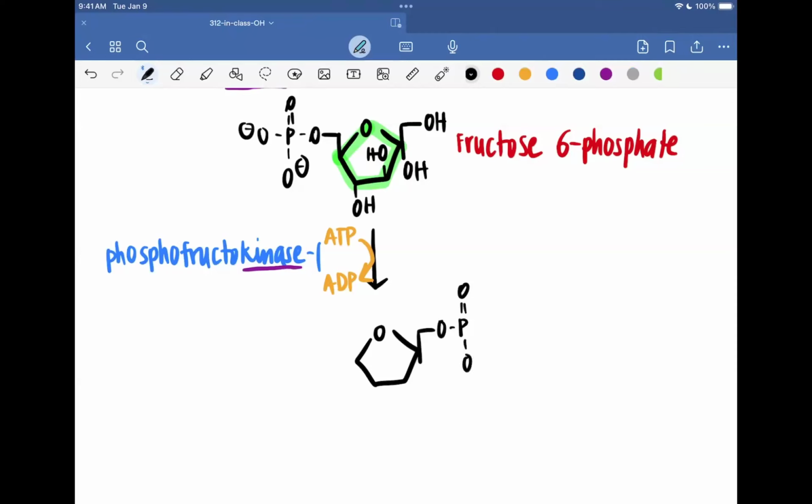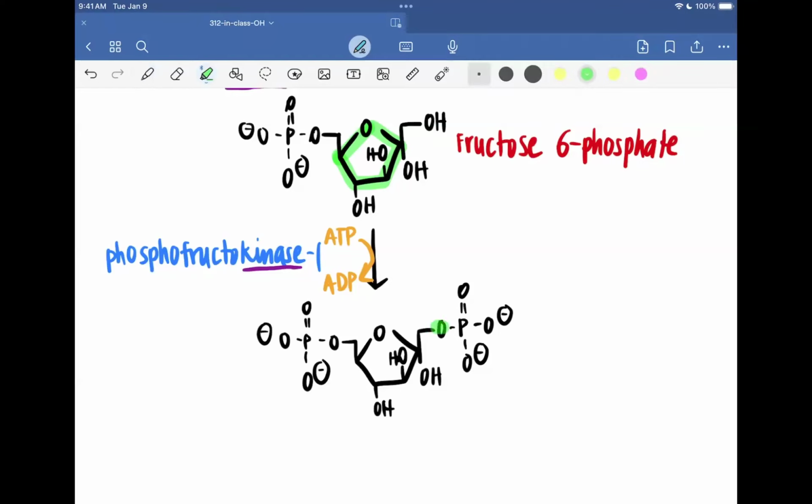So we previously had an alcohol at this position, and now we're going to see a phosphoryl group, a phosphate molecule. So our overall change here is the addition of this phosphate group at carbon 1 to give rise to fructose 1,6-bisphosphate.